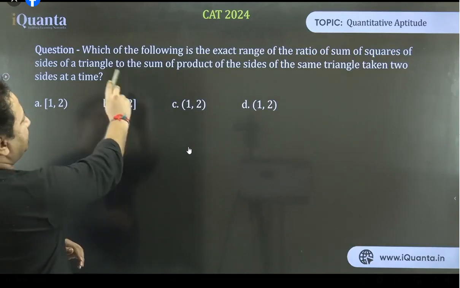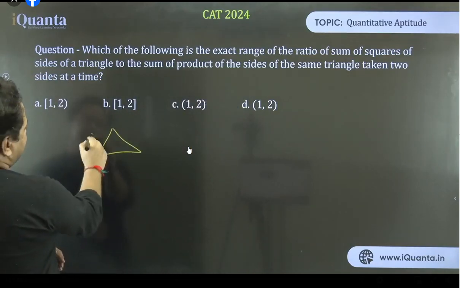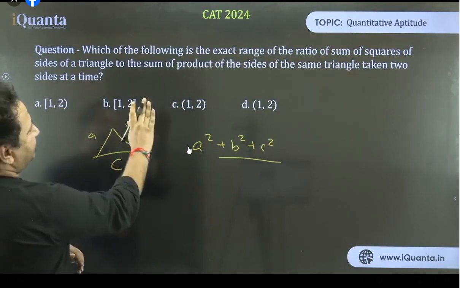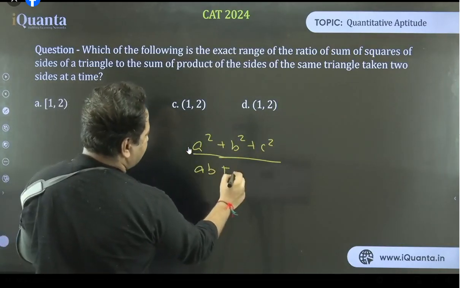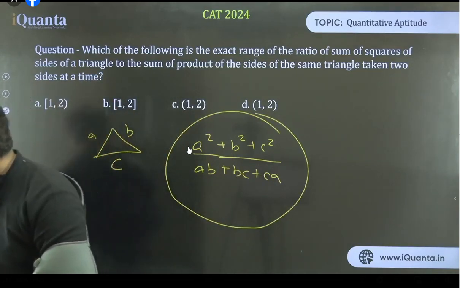Look, let's do this one. Which of the following is the exact range of the ratio of the sum of squares of sides of a triangle? So let the sides be A, B, and C. So A square plus B square plus C square whole upon taken 2 sides at a time. So they're asking about this ratio, isn't it? This is what they're asking about. Try to solve. Let's see who solves that.